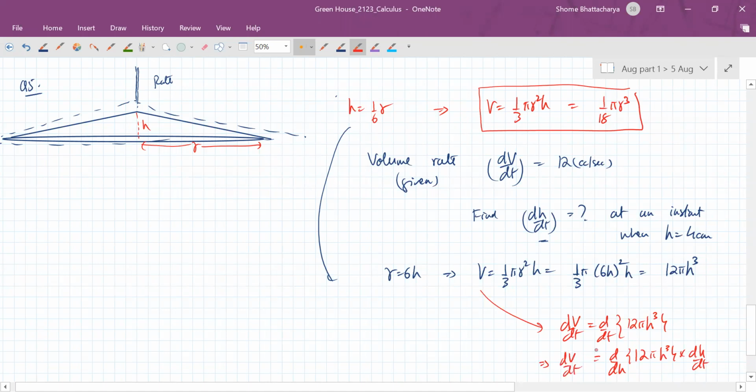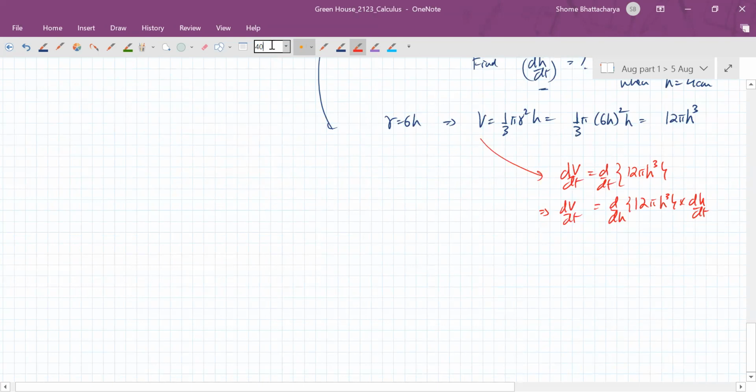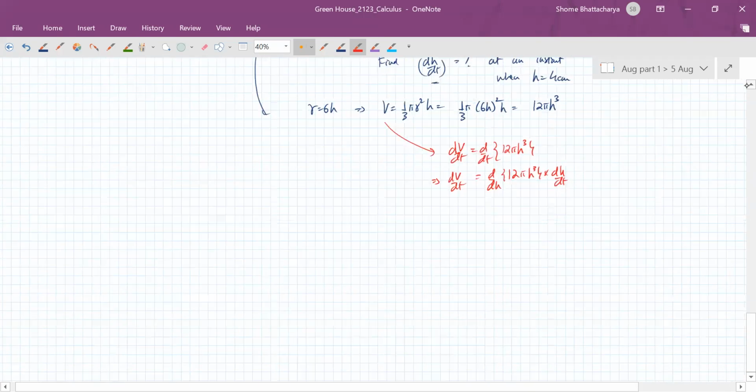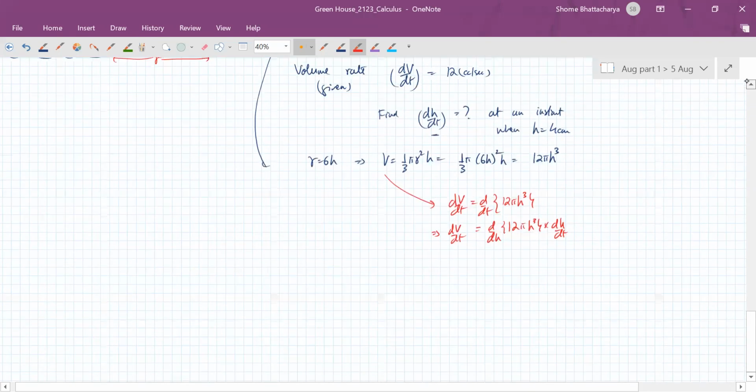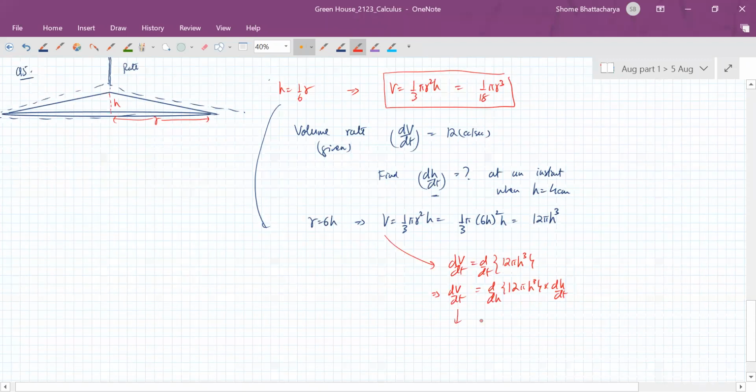So this is our relationship. Now it's a bit of a reverse problem: the question is giving us the value of dv by dt and we have to calculate the value of dh by dt. Before that, let's solve this. dv by dt will become 36 pi h square into dh by dt. So let's invert this now. dh by dt is dv by dt divided by 36 pi h square.